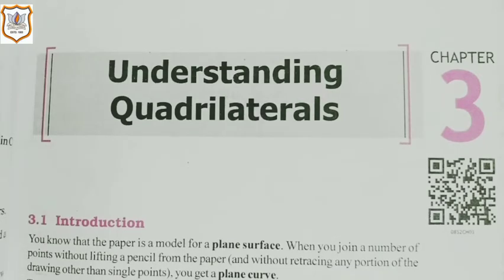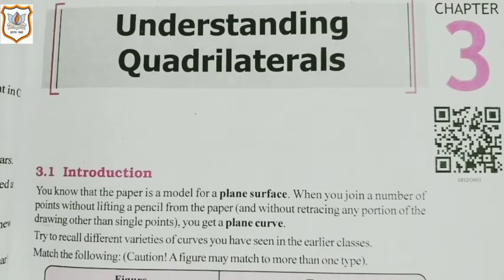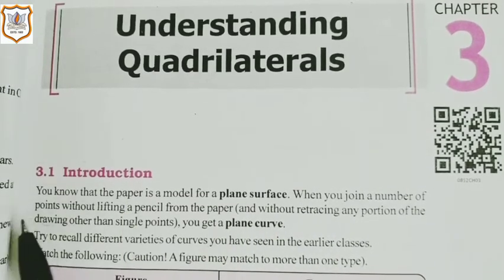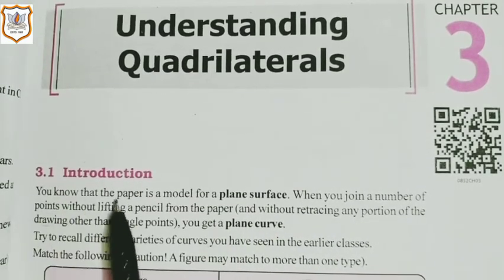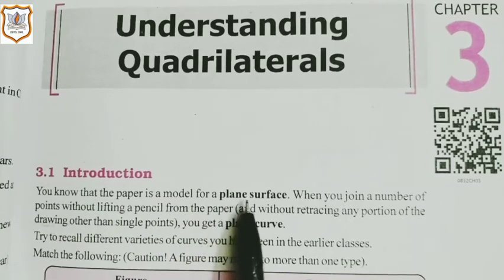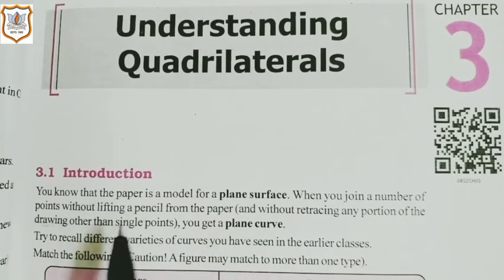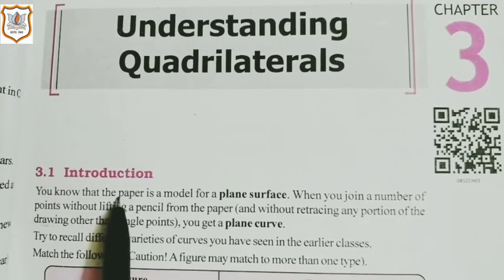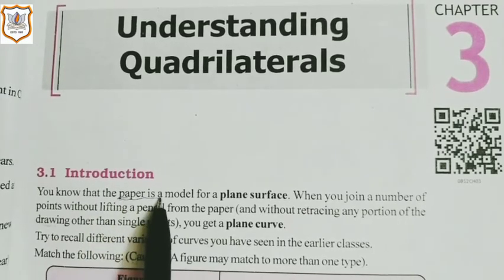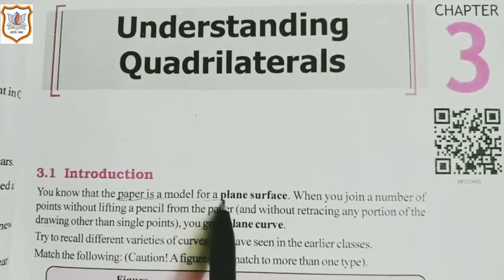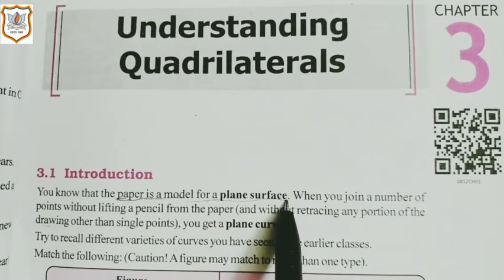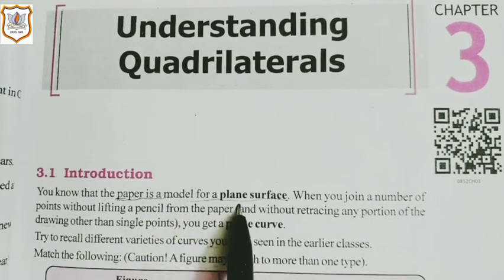Hello students, I am going to start chapter 3, that is Understanding Quadrilaterals. Students, open your book and look at the introduction part. You know that the paper is a model for a plane surface. So students, underline this: paper is a model for a plane surface. Clear? You have to underline this.